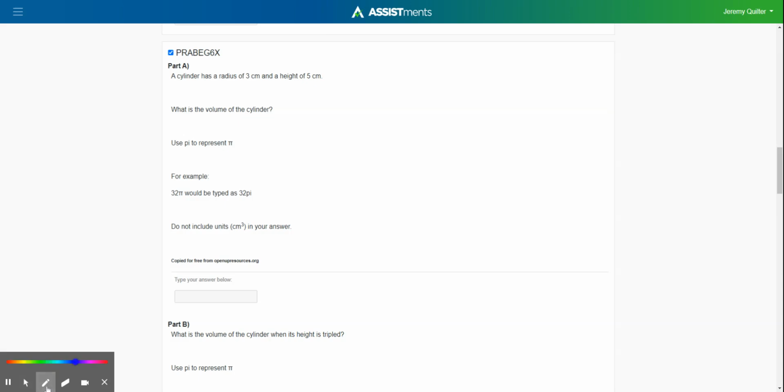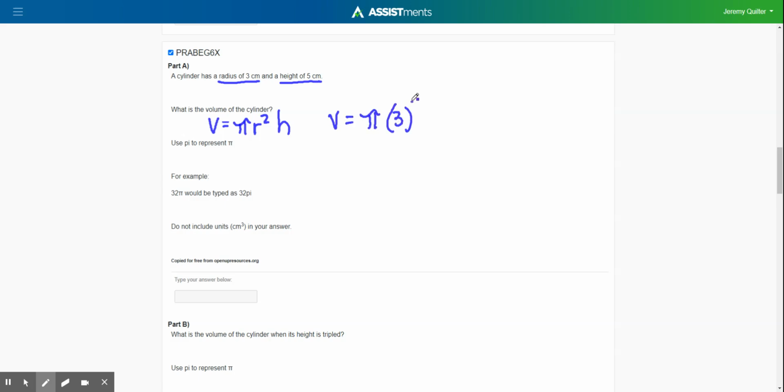Remember that volume is going to be the area of the base, which is a circle, multiplied by our height. When we're working with these pieces, all we have to do is substitute our values. We see that r is going to be 3 and h is going to be 5. So volume is equal to pi times the radius of 3 squared times the height of 5. So that's 9 times 5, or 45 pi. Remember that we're writing the value of pi as p times i.